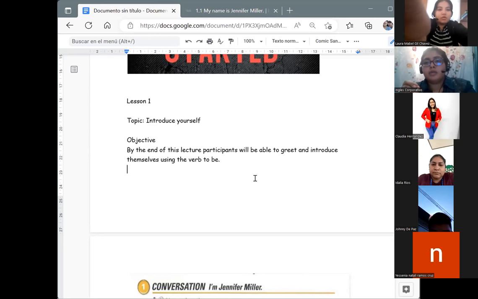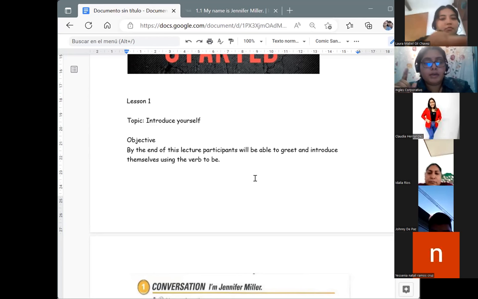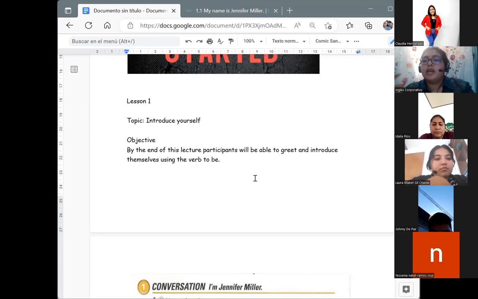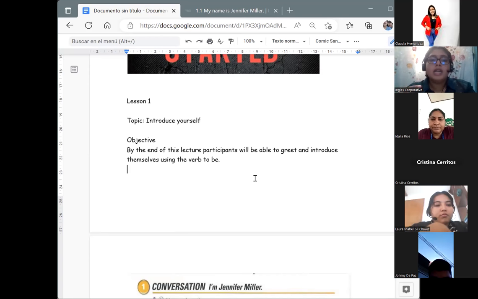But it is necessary that we remember all the information and all the things that we already know about the verb to be. So we are going to do like a review, a short review about the verb to be. Así que vamos a ir haciendo también como pequeños recordatorios de lo que es el verbo to be, de cómo lo utilizamos y algunos ejemplos, ¿verdad?